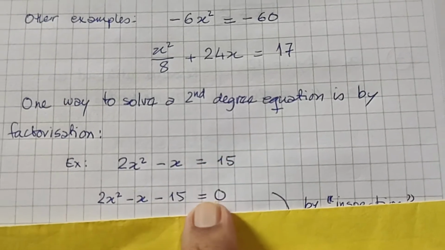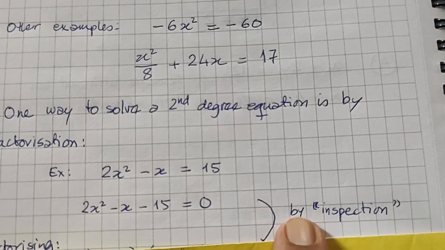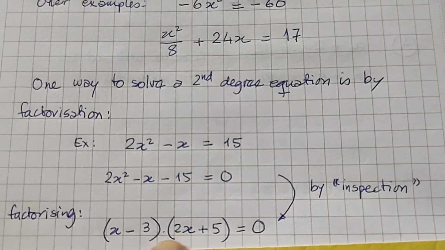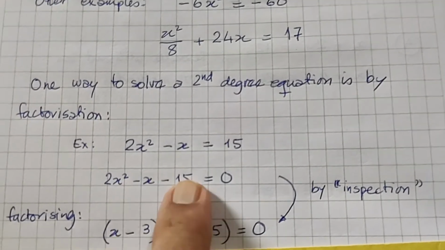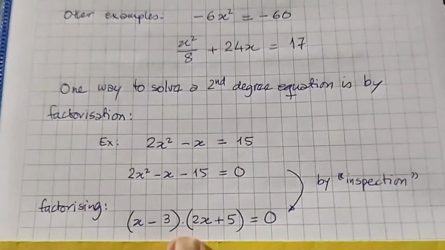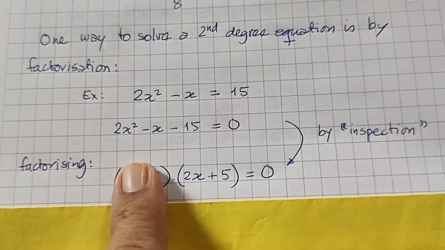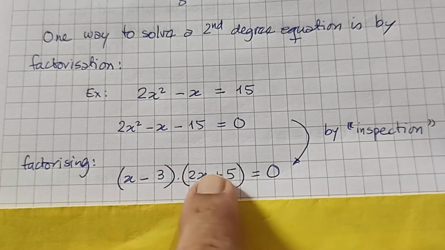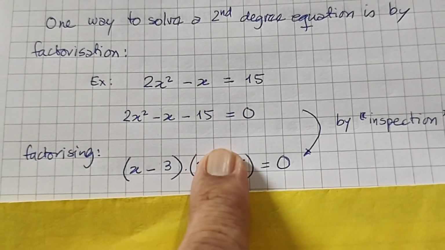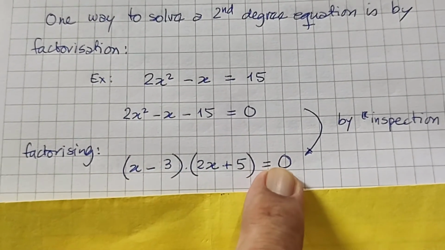Both of these are the same equation. And then I factorize by something called inspection. That's why I put it in quotes. That I factorize it like this. X minus 3 into 2x plus 5 is equal to 0. So this equation is the same as this equation. Once I factorize it, then either this term is 0, x minus 3 is 0, because if this whole thing is 0, then the answer will also be 0, irrespective of what this is. Or 2x plus 5 is 0, so that means if this is 0, then irrespective of what this term is, the answer will be 0.